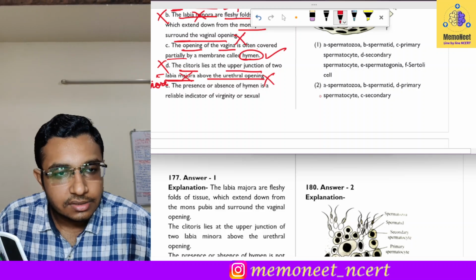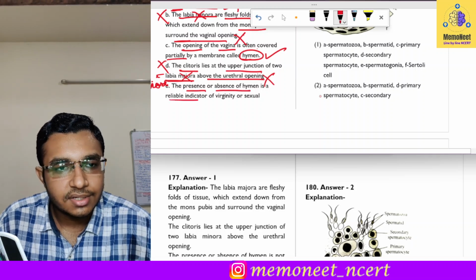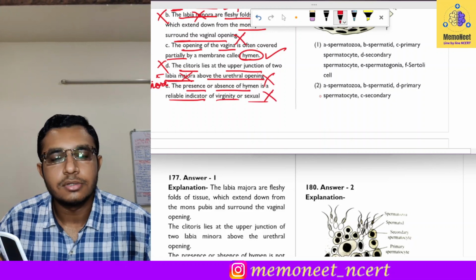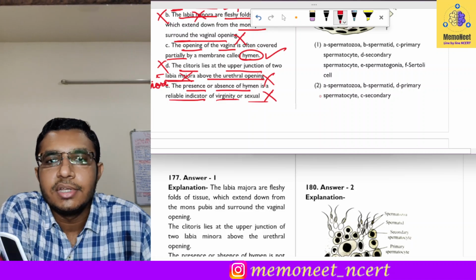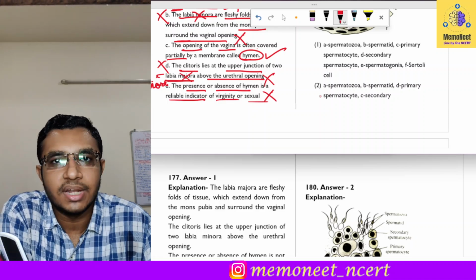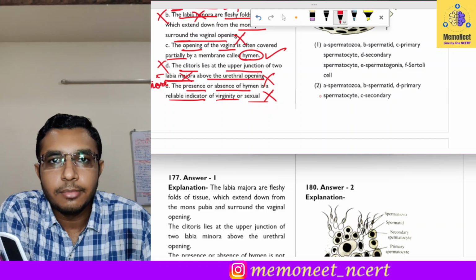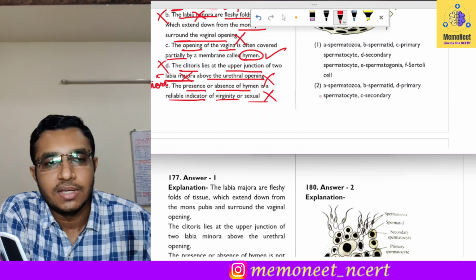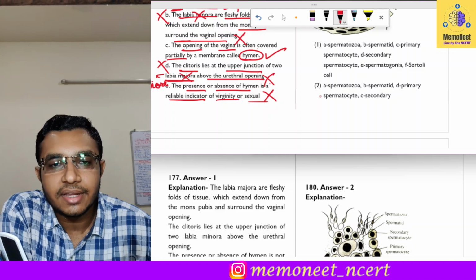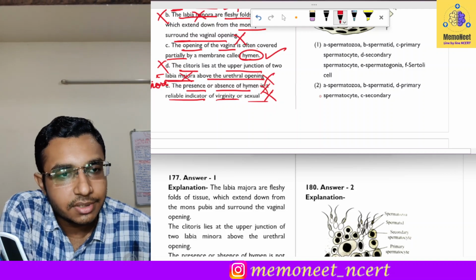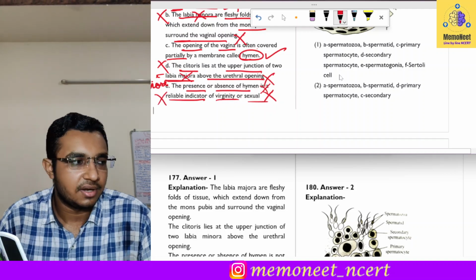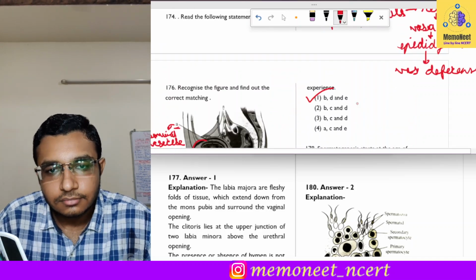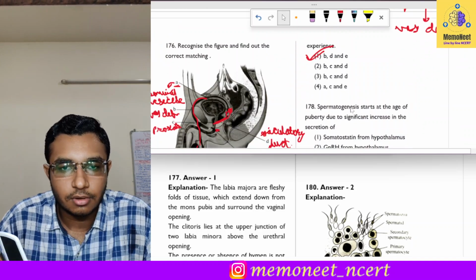Then statement E is the presence or absence of hymen is a reliable indicator of virginity or sexual experience. So this statement is also incorrect because see, the hymen is normally broken during the first sexual encounter, but it might be broken due to some non-sexual reasons also, like horse riding or cycling, etc. So it is not a reliable indicator of virginity or sexual experience. Therefore, statement E is also incorrect. So here the incorrect statements are statement B, D, and E. Therefore, the correct answer of this question is option 1.